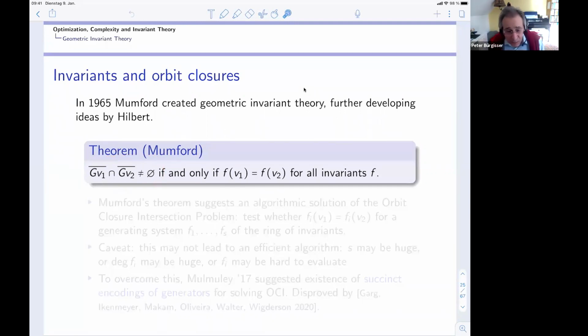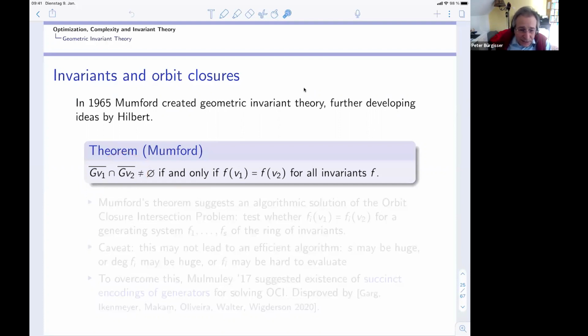Now one direction is, of course, clear. I mean, this direction is clear, okay? Because invariants are continuous, they are constant on orbit closures. So if there is a common point of these two orbit closures, clearly I must have the same value. And the other direction requires proof.